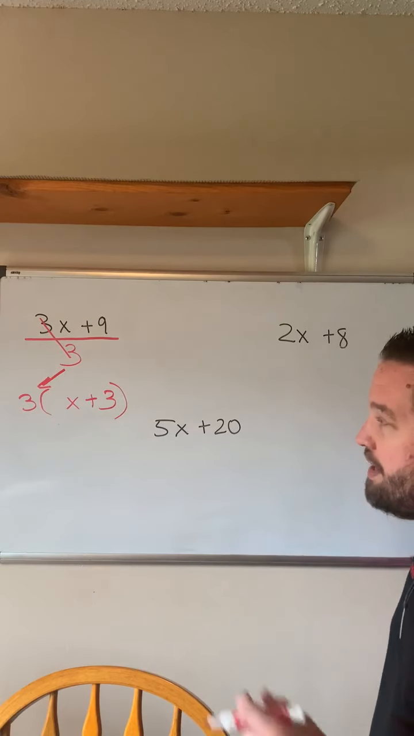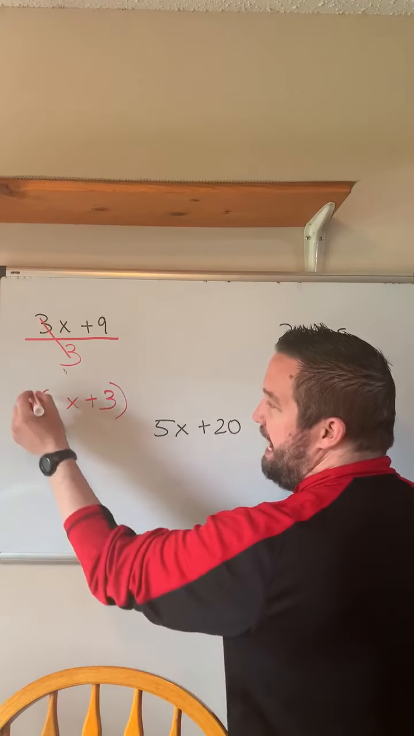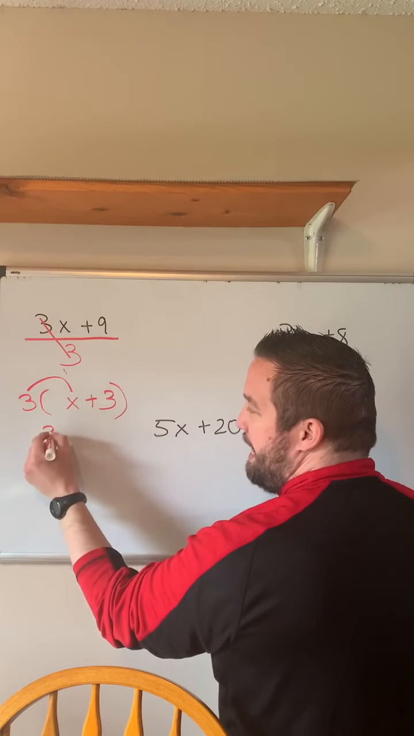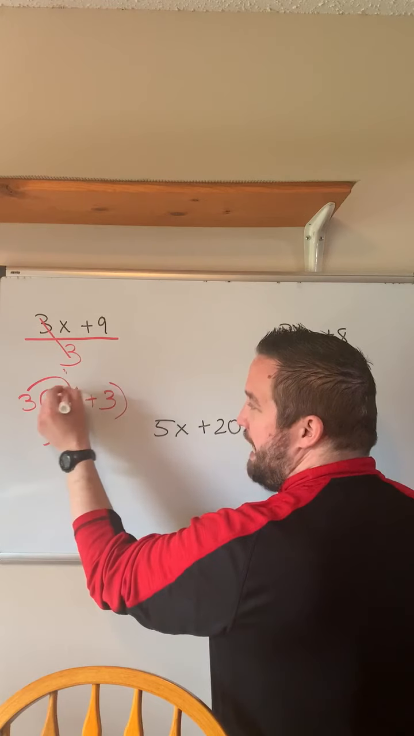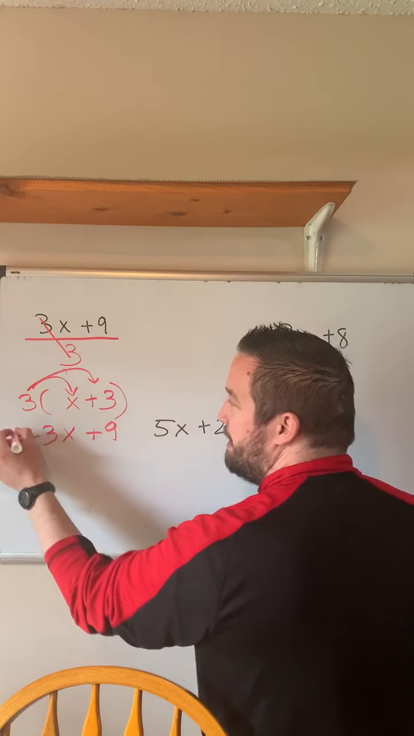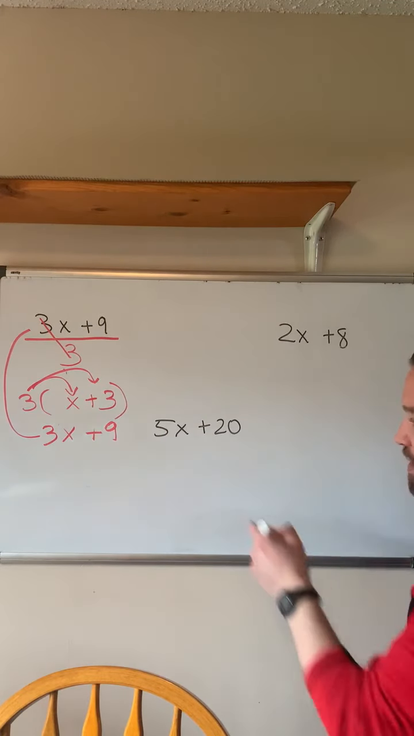And check this out. I can distribute this guy, and it's going to give the answer as our original problem. 3 times x is 3x, and 3 times 3 is 9, and look at that, I've got the exact same thing. All right, once more.